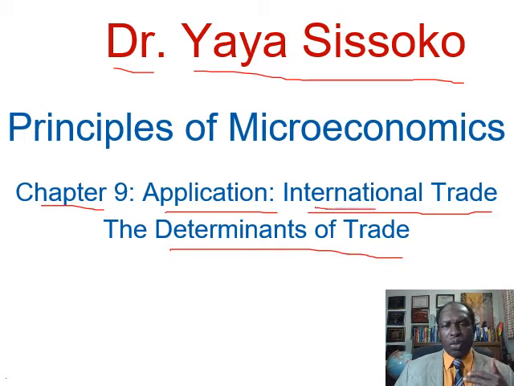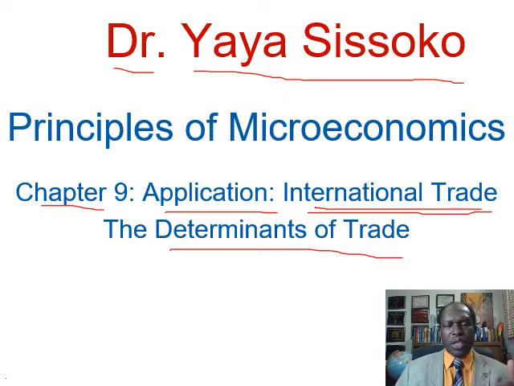Today we're going to talk about Chapter 9, Application: International Trade, the Determinants of Trade. Why international trade? You remember from Chapter 3, we talked about interdependence and the gains from trade. Interdependence among countries was based on comparative advantage.